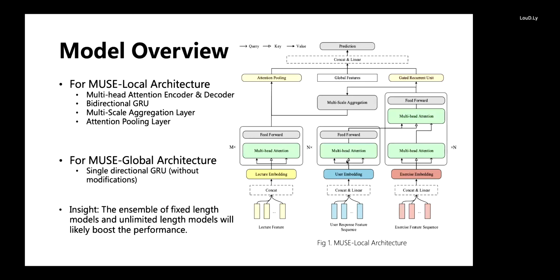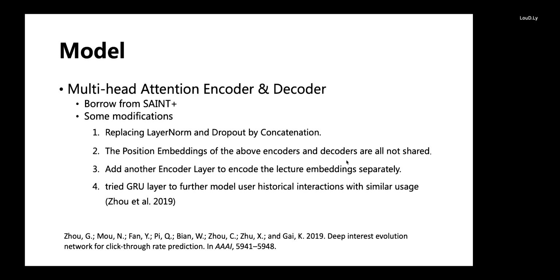The main modifications here are we introduced a multi-scale aggregation layer and attention pooling layer upon SANT Plus to make it sensitive to different ranges of interactions. Our key insight here is that modeling which can sense various temporal ranges will boost the performance better. So we train another single directional GRU as our global architecture. I will introduce each part in a simple way.